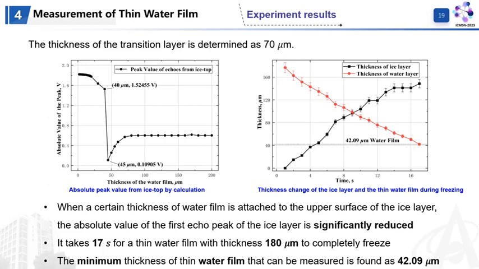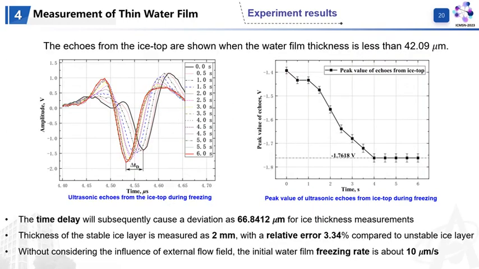We can see that it takes 17 seconds for a thin water film with a thickness of 180 micrometers to be completely frozen. The minimum thickness of the thin water film that can be measured is found as 42.09 micrometers. The echoes from the ice top are shown on the left for a water film thickness less than 42.09 micrometers. We can find that echoes move towards the left and the amplitude increases, suggesting the freezing stress of the ice layer is increasing over time.